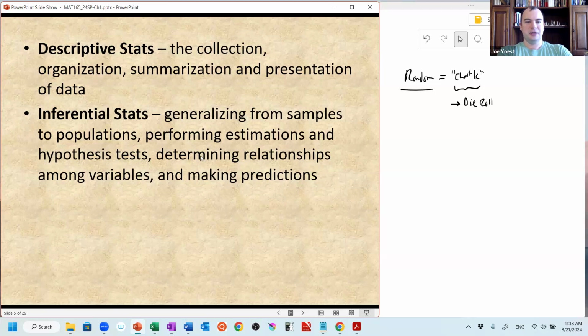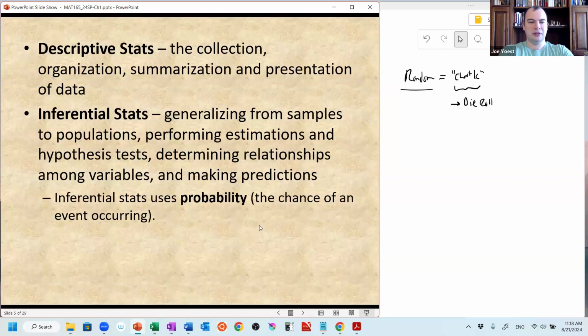Inferential stats generalizes from samples to populations, going from the data that I have to the entire population that I would like to study. So things like hypothesis tests are an example of this. Things like making predictions. What do I think the stock market's going to do next week based on what it's done the last couple months? This uses the mathematical structure of probability. That's what inferential statistics is built on. It marries the two ideas of descriptive stats and this mathematical structure of probability, and brings them together.